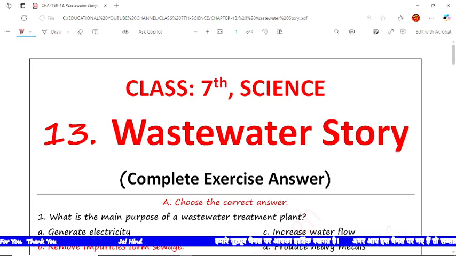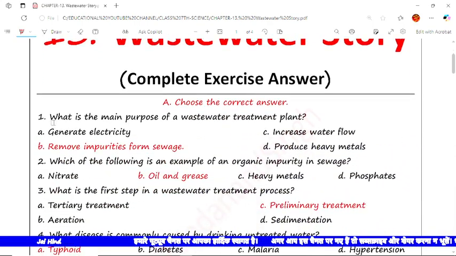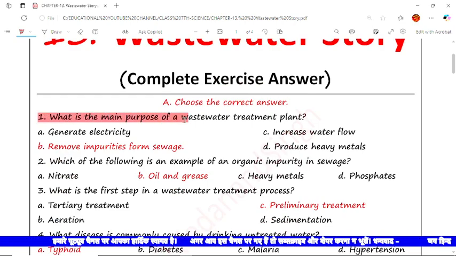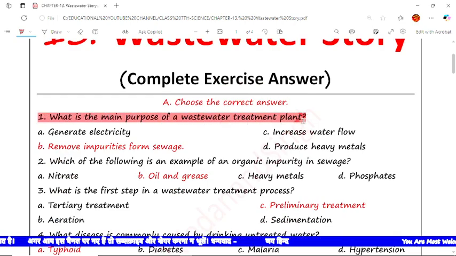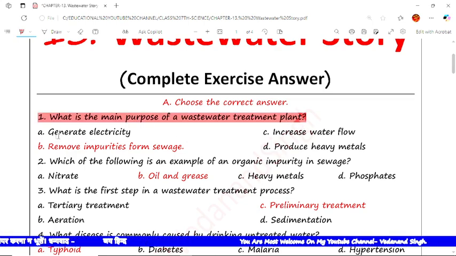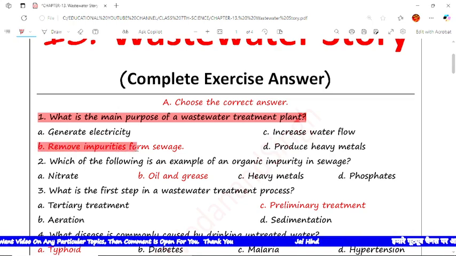The first question is: what is the main purpose of a wastewater treatment plant? The options are: A, generate electricity; B, remove impurities from sewage; C, increase water flow; and D, produce heavy metals. The correct answer is to remove impurities from sewage. The spelling is wrong here, no problem.